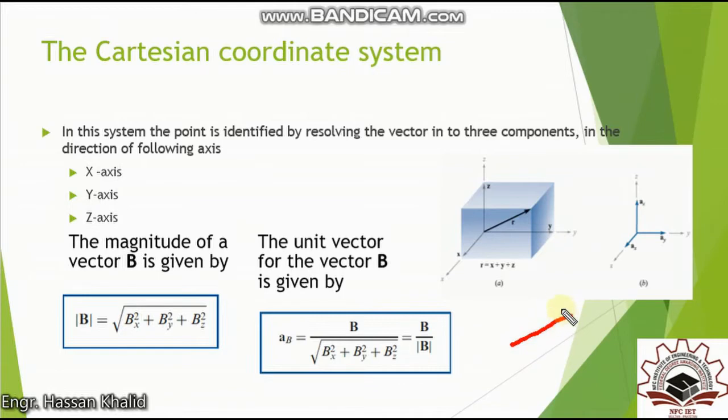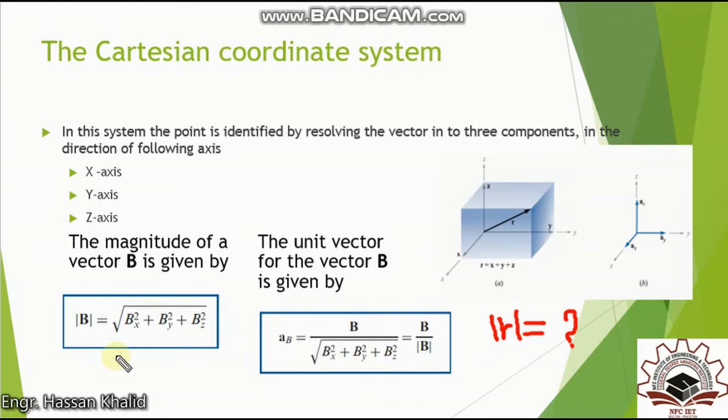We can resolve this r vector into its two components along the x-axis and the y-axis direction, known as rx and ry, which are the vector components of the vector r. Now you can also find out the magnitude of this vector r.